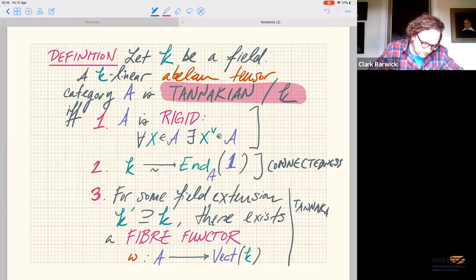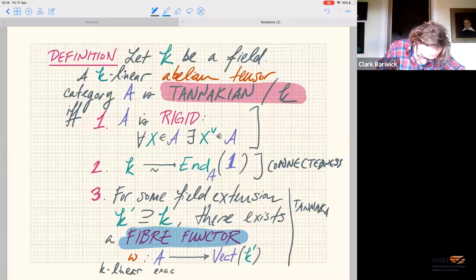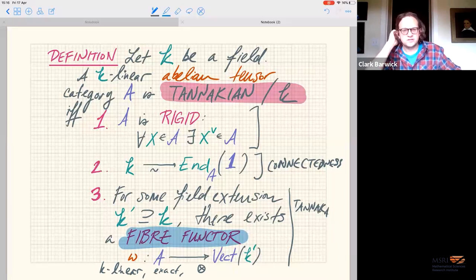It says that if you have some finite field extension, then you always have what's called a fiber functor from A into Vect, the finite dimensional vector spaces over that thing. And what does it mean to be a fiber functor? Well, it means that this is an exact functor and a tensor functor. So it's a K-linear exact tensor functor. So maybe I'll actually write that down: K-linear, exact and symmetric monoidal. And so this is what it means to be a Tannakian category over a field K.